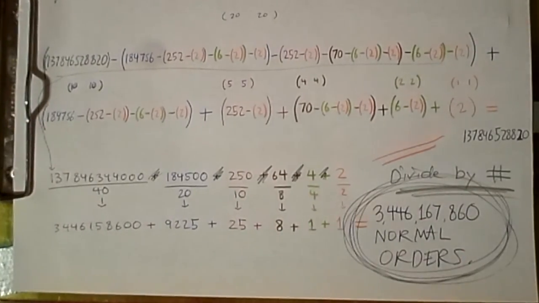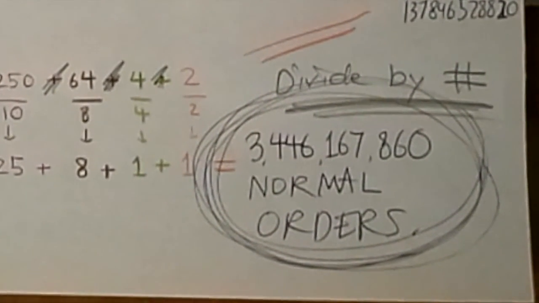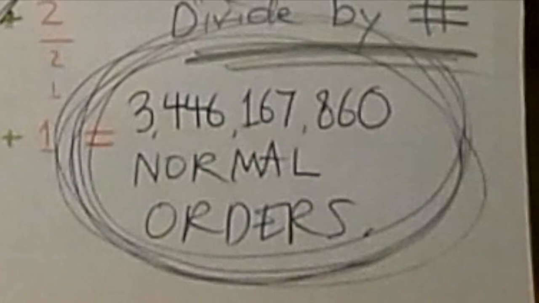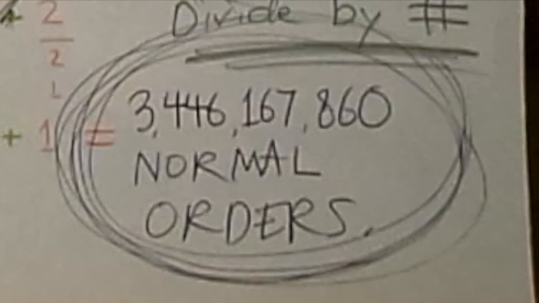So it looks like 20L, 20S has 3,446,167,860 normal orders. Ouch.